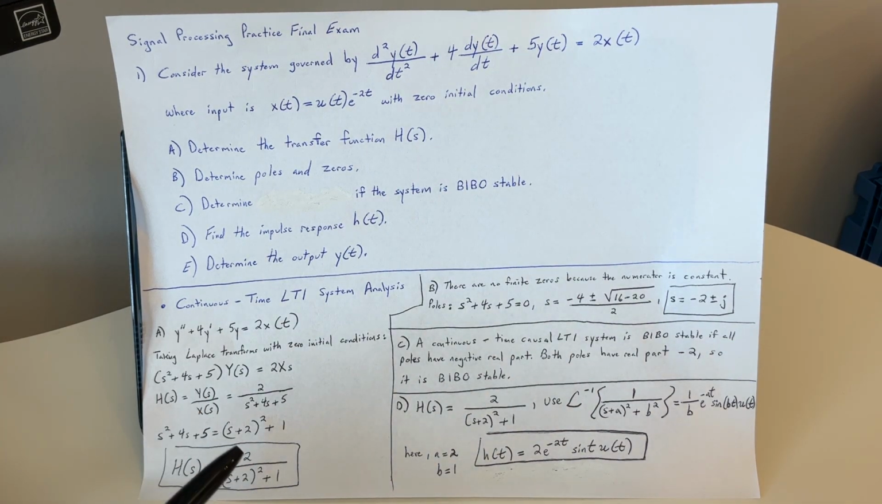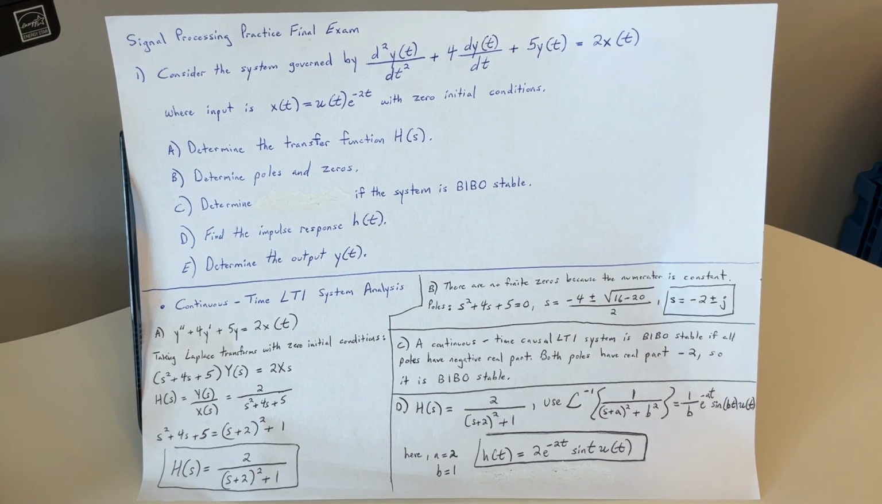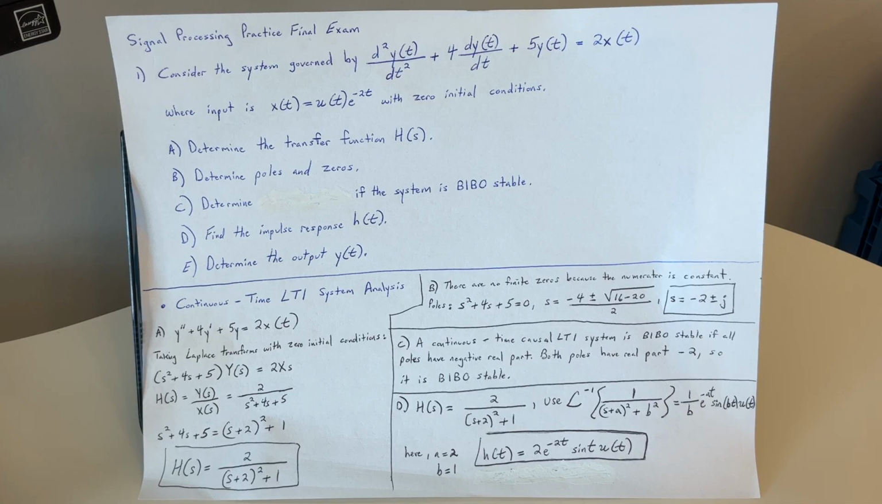Completing the square, if we rewrite s squared plus 4s plus 5 as s plus 2 squared plus 1, that's the equivalent form, and now we can write H of s equals 2 over s plus 2 squared plus 1. For part B, determining the poles and zeros, there are no finite zeros because the numerator is constant. And for the poles, s squared plus 4s plus 5 equals 0. So s equals negative 4 plus or minus the square root of 16 minus 20, over 2. S is going to equal negative 2 plus or minus j.